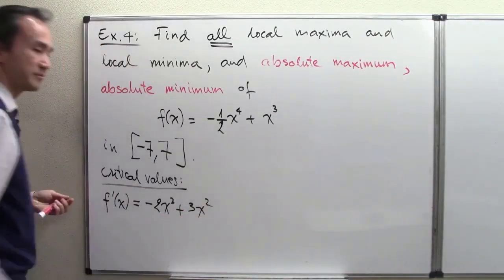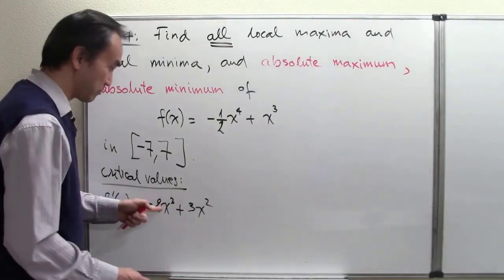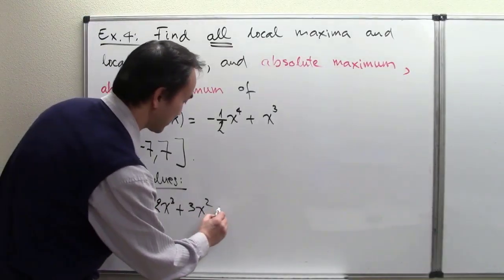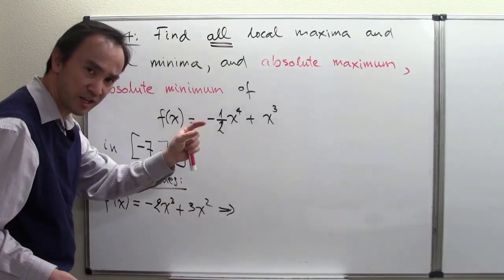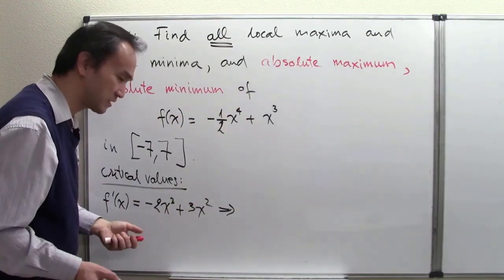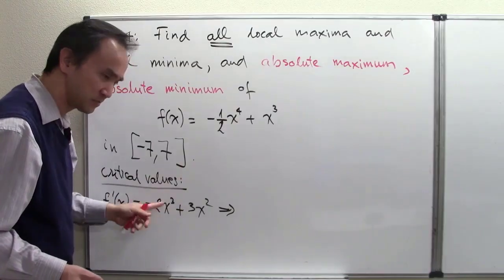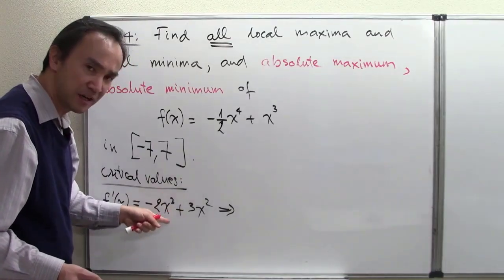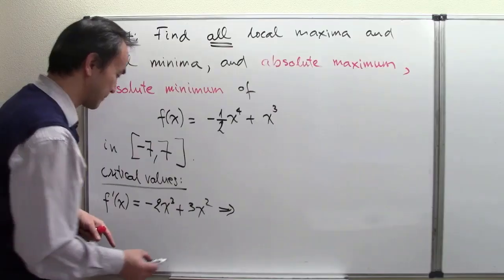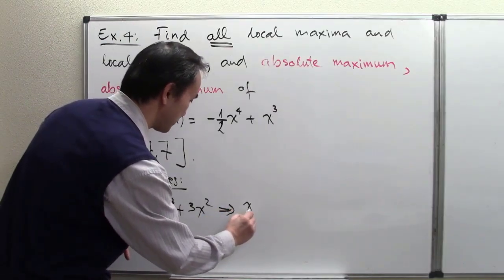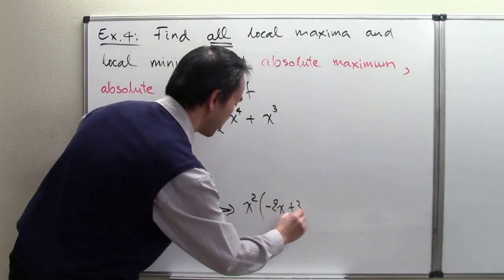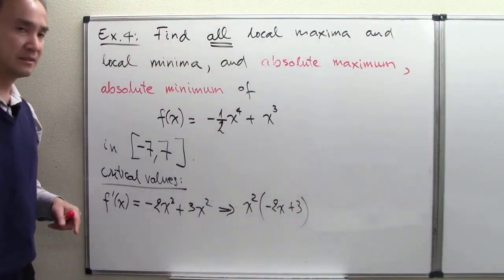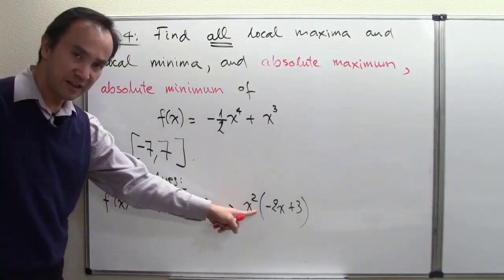3x squared. For a problem like this, it's always good that we can factor our derivative, because the work later on when we do the sign chart and the sign check is going to heavily depend on the factored product like that. So I'm going to factor out the x squared, and here I'm looking at -2x plus 3. So that's our derivative in factored form.